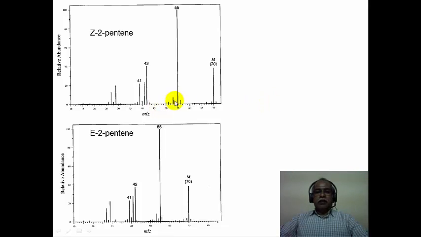The rest of the peaks are generally not very valuable in the structural elucidation problem, and one does not pay attention to anything less than 20% of relative abundance unless it is a molecular ion peak.